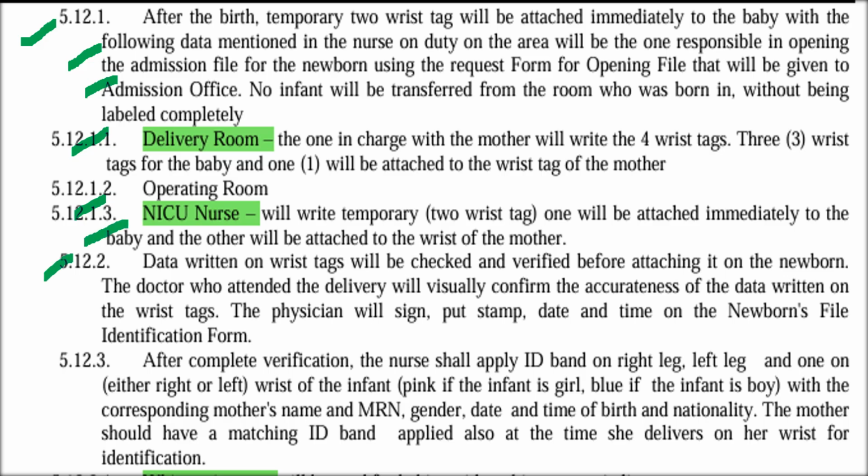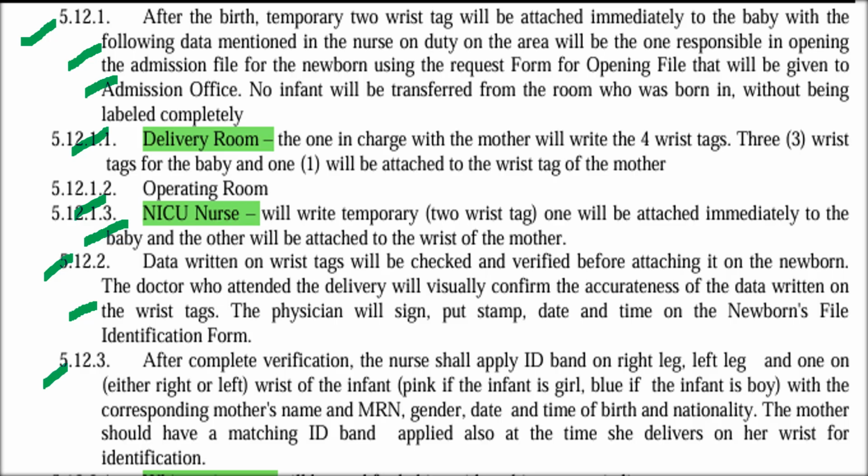Now, the data written on the wrist tags will be checked and verified before attaching it to the newborn, and the doctor who attended the delivery will visually confirm the accuracy of the data written on the wrist tag. Now, the physician will sign, put a stamp, date, and time on the newborn's file identification form.